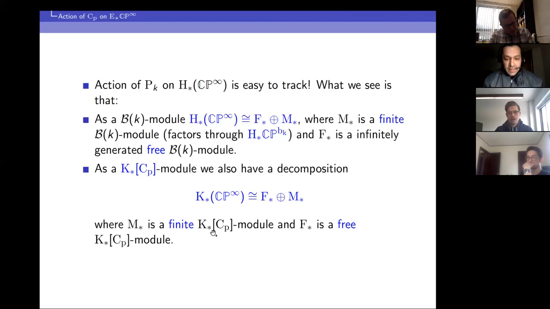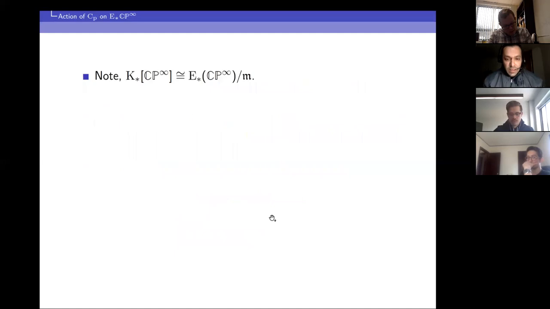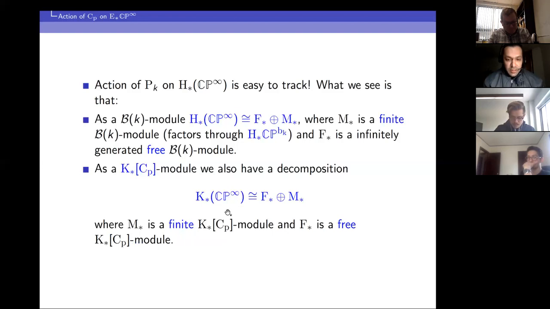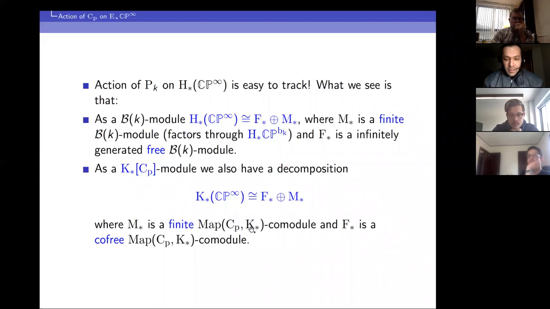I just want to point out that you can also study the homology of CP infinity not just as a K_*C_p module, the group ring, but also via its dual. In that case, the dual is maps from C_p into K_*, so you can study the comodule structure of this. By the same token, we have a splitting like this, where M_* is a finite comodule and F_* is a cofree comodule.